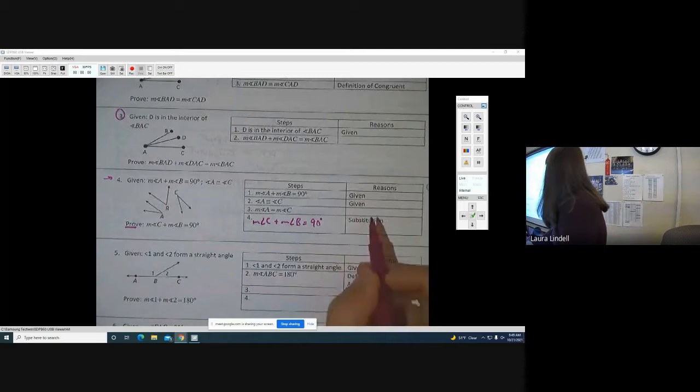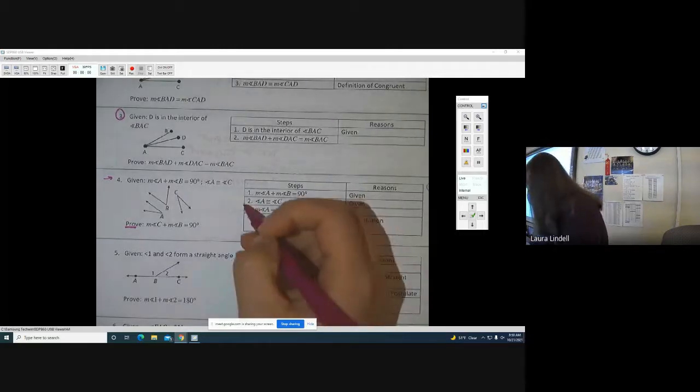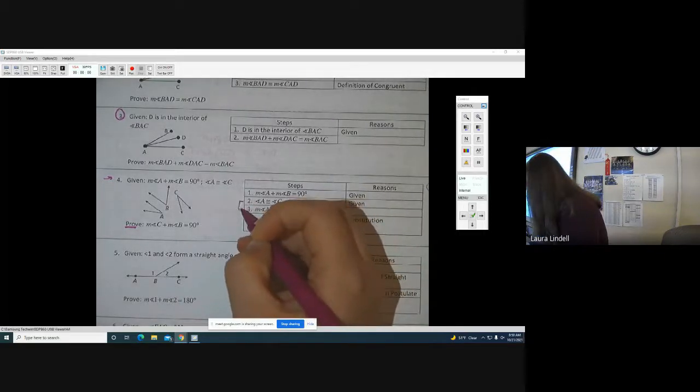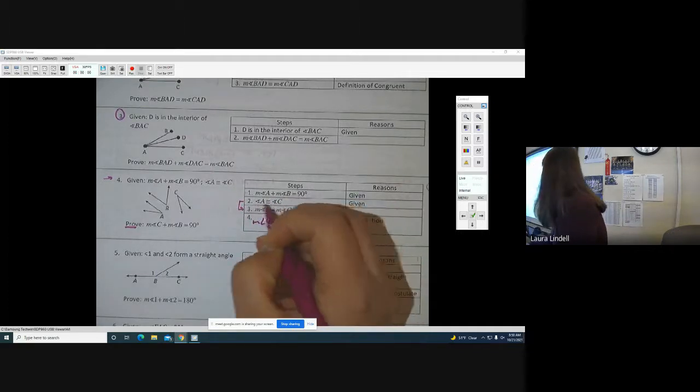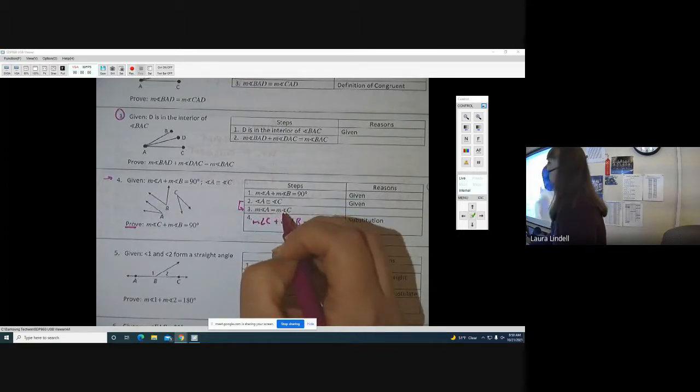All right, and then the only other thing we need to fill in is the reason for step 3. Really, we're looking for how we can go from step 2 to step 3. So we have angle A is congruent to angle C in step 2, to the measure of angle A is equal to the measure of angle C in step 3. How do I do that?